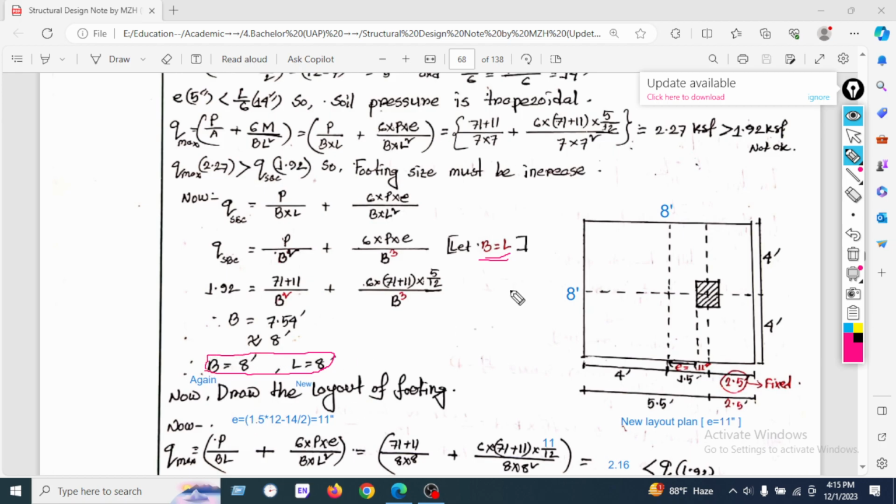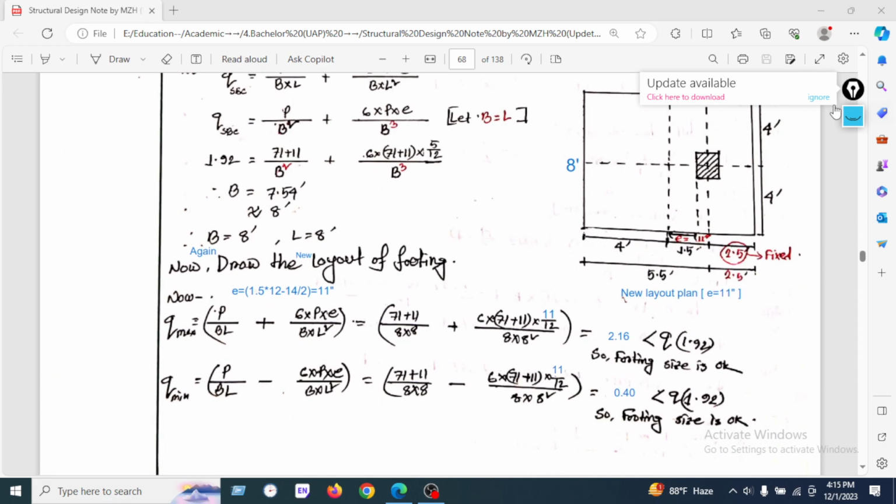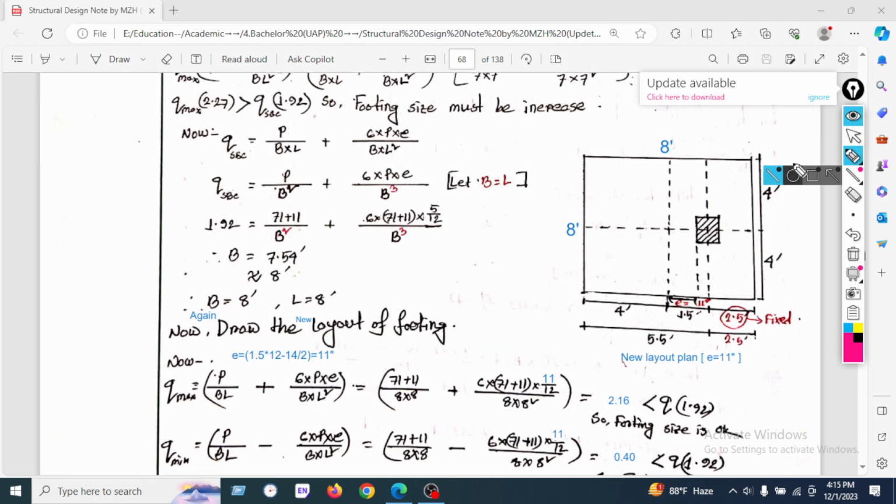So if we found the new dimension of the footing, 8 feet by 8 feet, what will be its eccentricity? Let's see how we will calculate the new eccentricity. So again, draw the layout plan. Draw the new layout plan. Here is our new layout plan. We will not draw here unless we find the E value. We have shown how we will calculate the value of E.